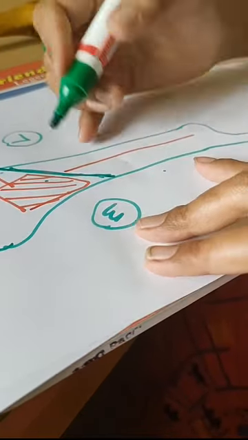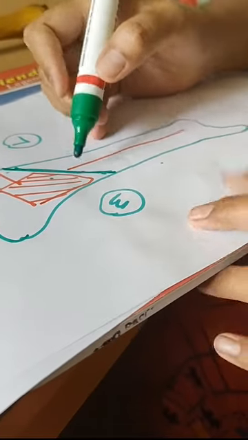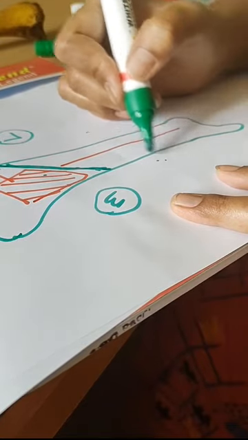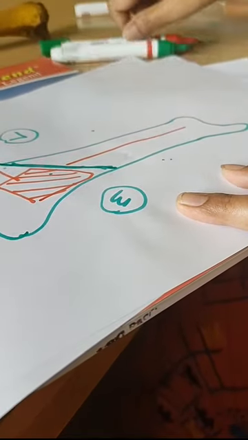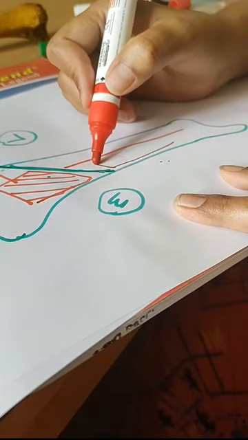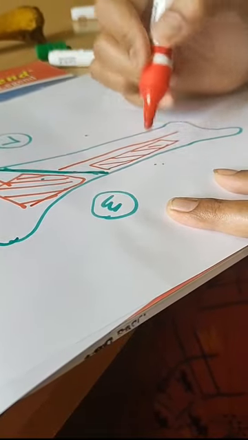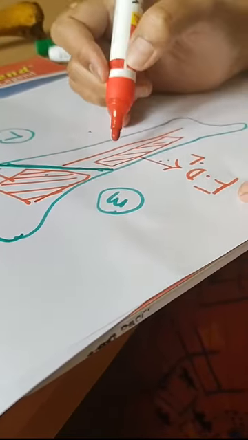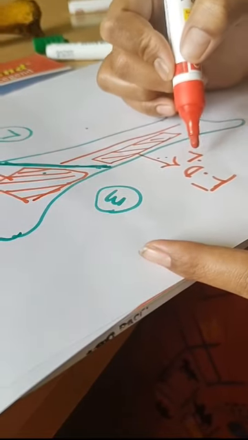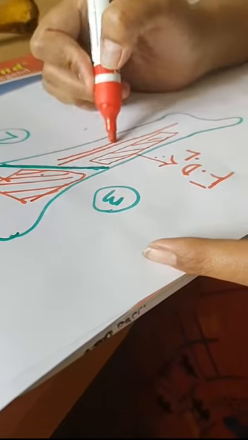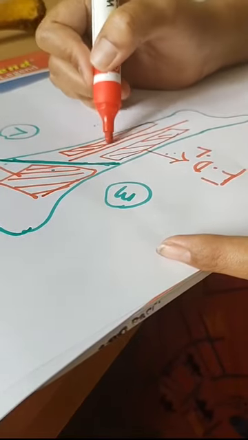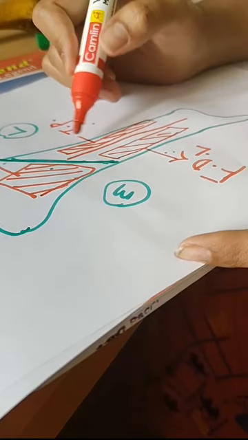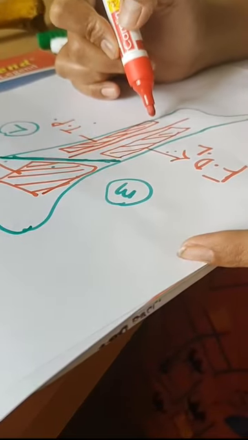If you see below this line, it is divided by a vertical line into a medial half and a lateral half. From the medial half we will have the origin for the flexor digitorum longus muscle. From the lateral side, the tibialis posterior muscle originates, from the lateral part of this surface.